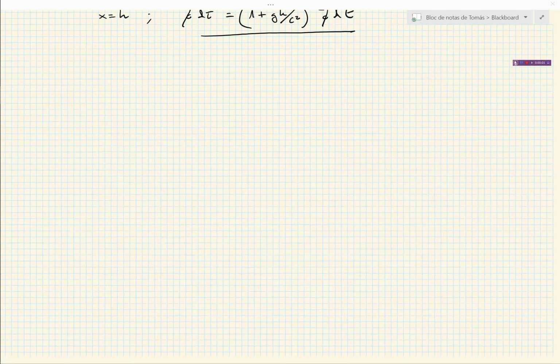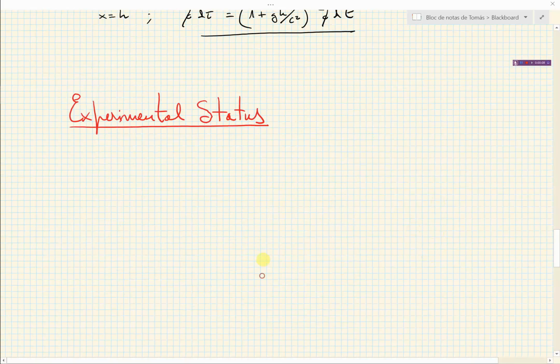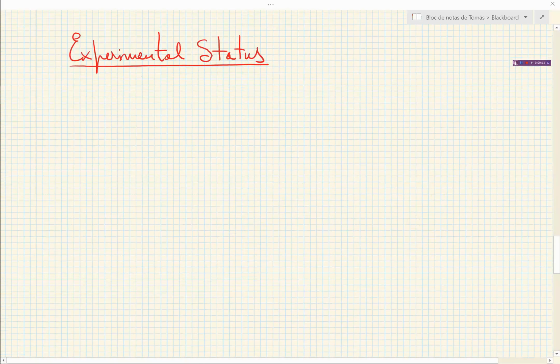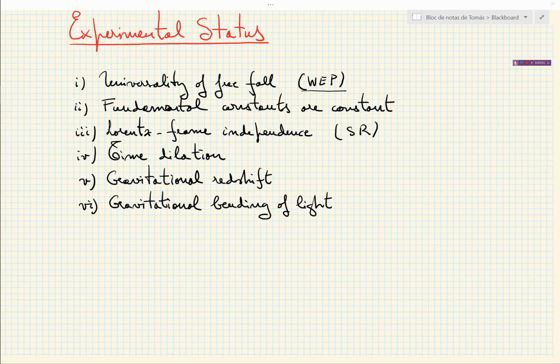We can conclude this section by reviewing the experimental status of the equivalence principle. There are 6 main predictions that the Einsteinian equivalence principle makes. The first prediction is that bodies of any composition fall in the same way in a gravitational field, or they couple to the gravitational field in the same way.